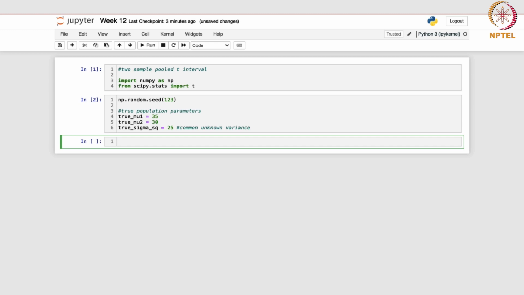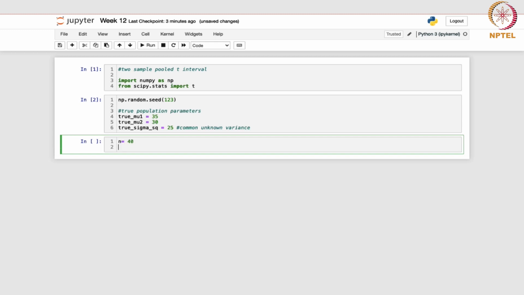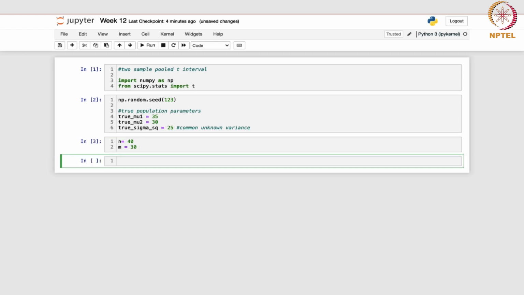After this, we will also mention the sample sizes. So first, let the size of the first sample be n equal to 40, and for the other one, let us denote by m, let it be 30. So these are the sample sizes. Now we are ready to generate a random sample for the two populations.